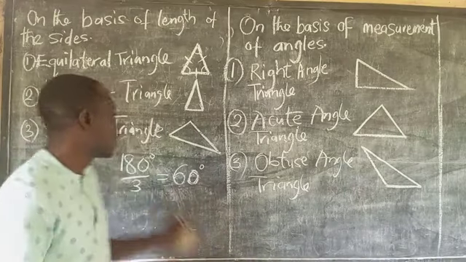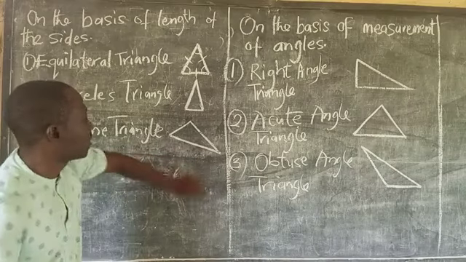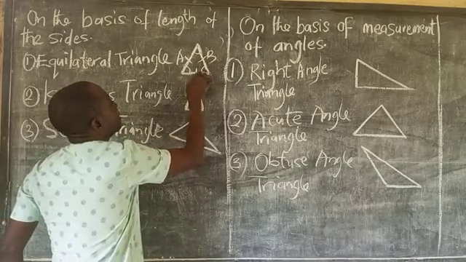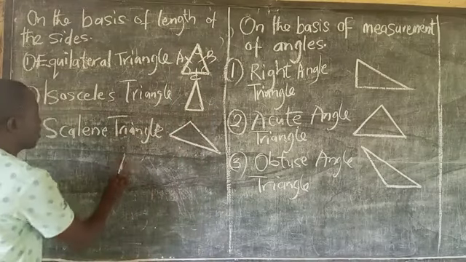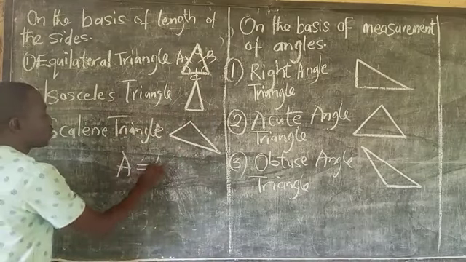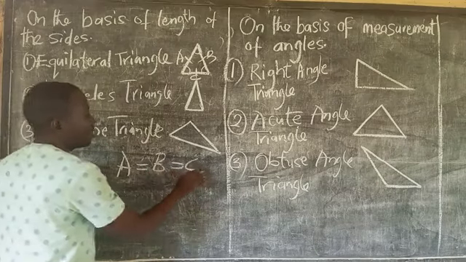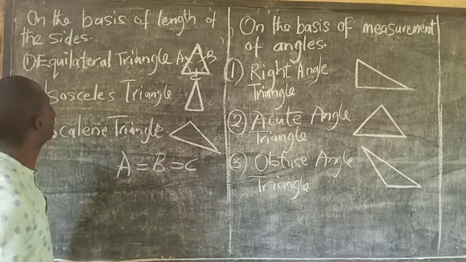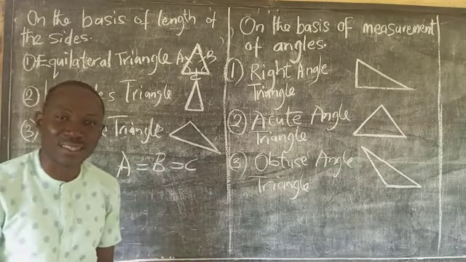Don't forget, for an equilateral triangle, each of the angles is 60 degrees. If I call this side A, this side B, and this side C, for an equilateral triangle, we're saying that A equals B equals C. Also, the angles are equal. That is for the equilateral triangle. I think that is simple enough.